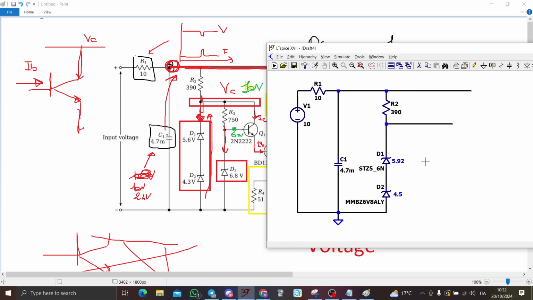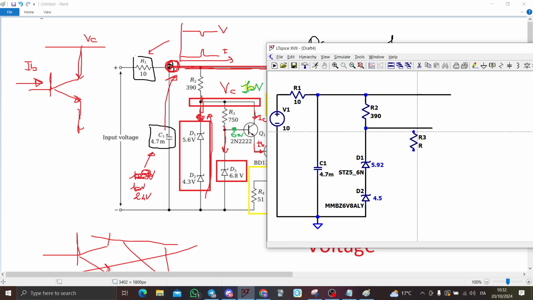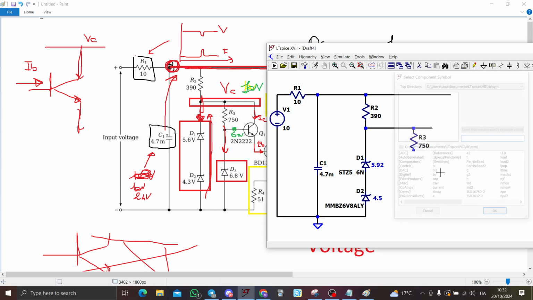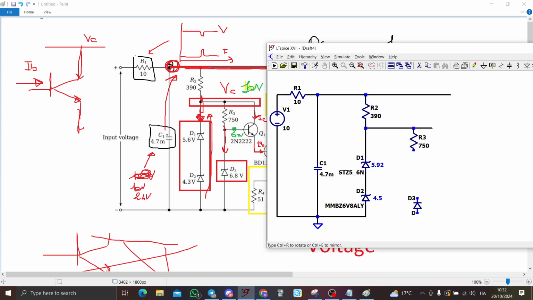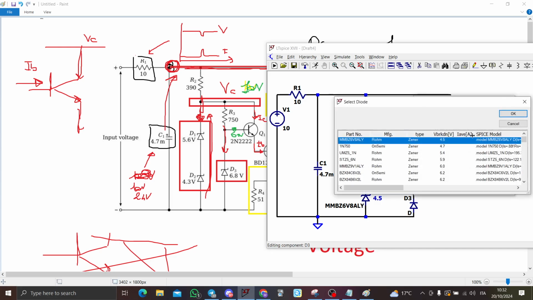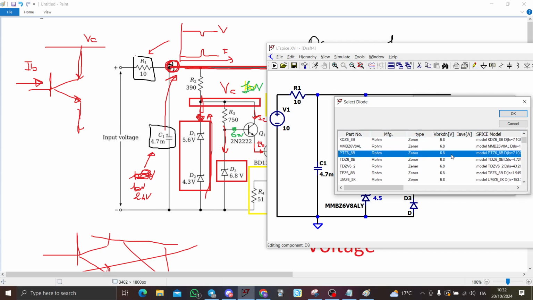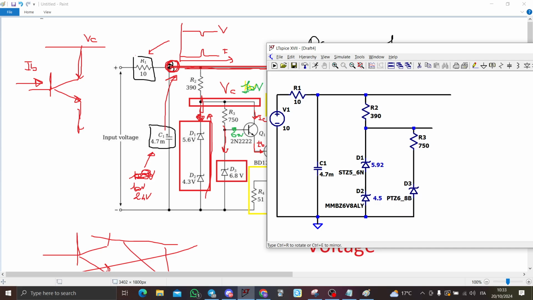Then we have R3, which is 7.750. And we have another diode D3 in this direction here, and this is 6.8.